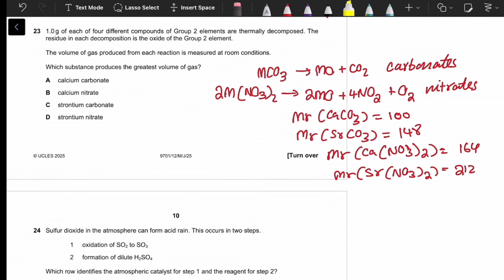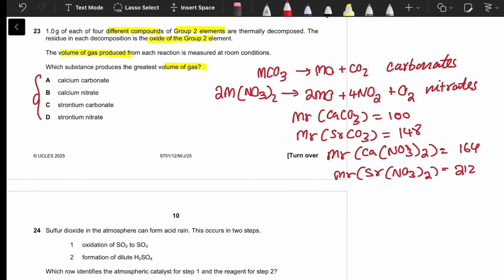Question number 23 states that 1 gram of each of the 4 different compounds of group 2 elements are thermally decomposed. The residue is the oxide of the group 2 element. The volume of gas produced from each is measured at room conditions. Which substance produces the greatest volume of gas? So we have a collection of carbonates and nitrates.